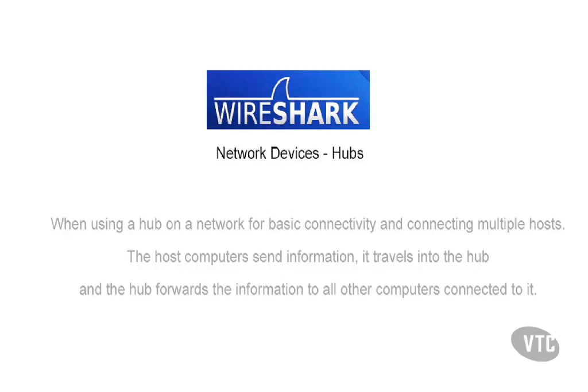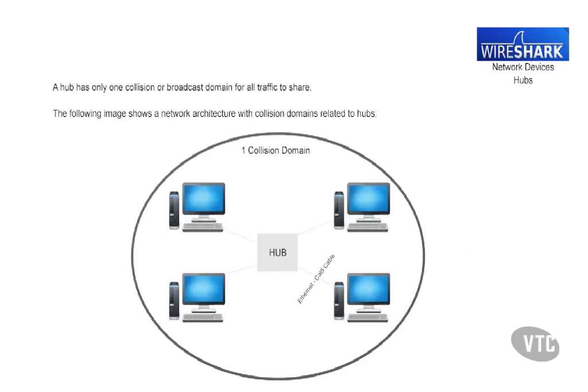the data. The area that the hub forwards all information to is known as a collision domain, which is also known as a broadcast domain. A hub has only one collision, or a single broadcast domain, for all traffic to share. The following image shows a network architecture with collision domains related to hubs.